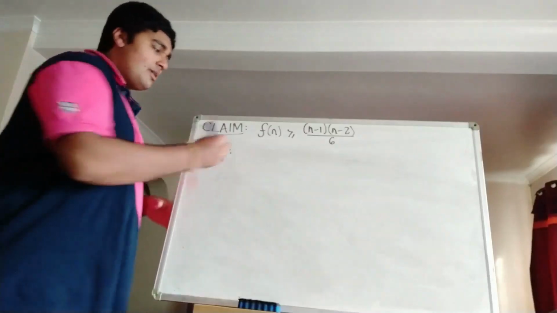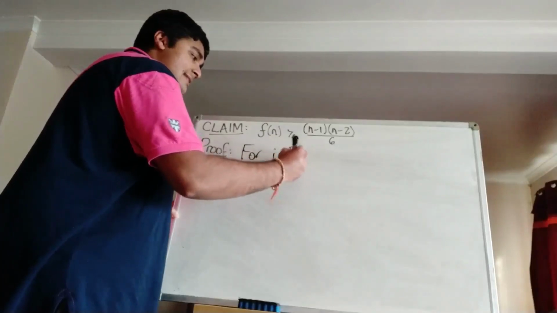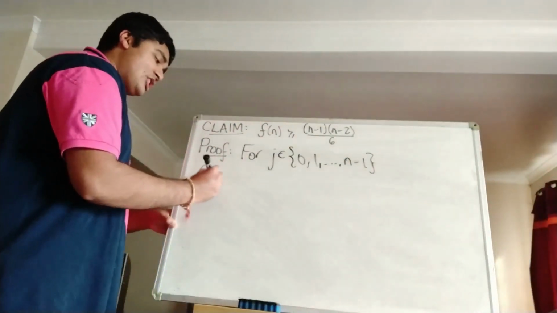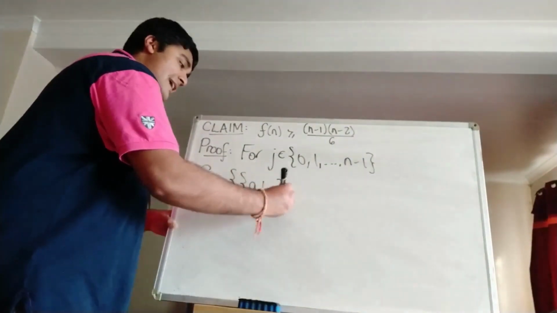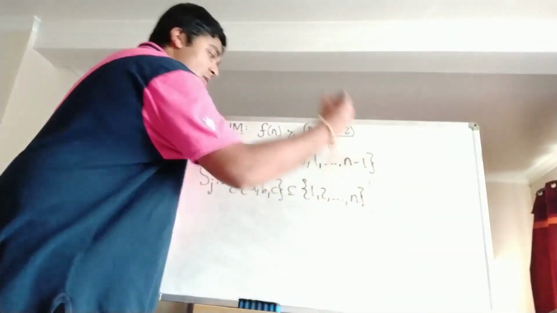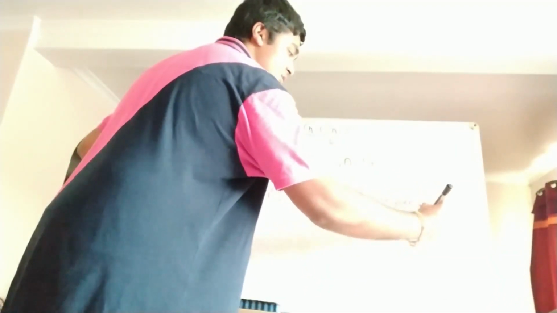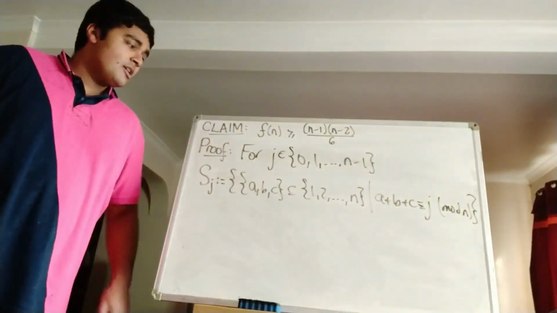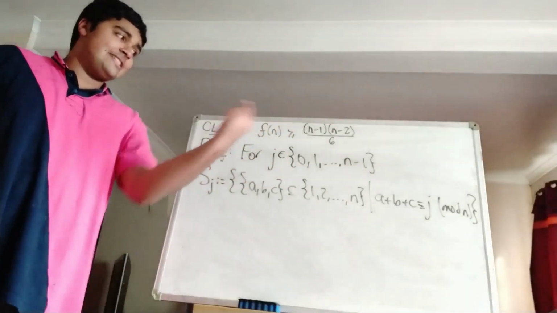So what are these sets? Well, I'm going to define, for j in the set 0, 1, all the way up to n minus 1, the set Sj, which is going to be the set of triples ABC, which are subsets of 1, 2, all the way up to n, with the property that A plus B plus C is congruent to j mod n, like so. So this is what I'm defining Sj to be for j between 0 and n minus 1, so there are clearly n of these Sj's.